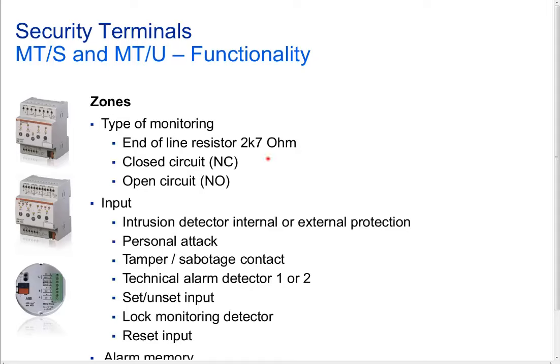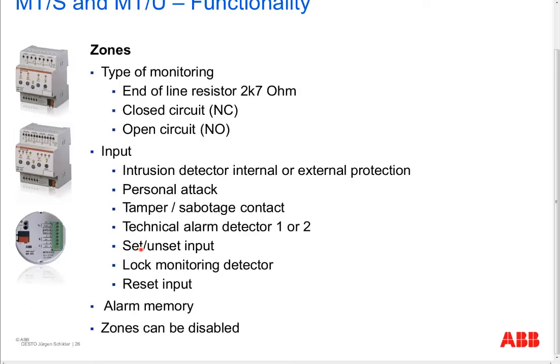End of line resistor, already discussed, 2.7 kilo ohm, just to monitor the cabling, but you can disable this as well. We can work with normally closed and normally open contacts, depending on the sensor. We have both types of contacts, and the different ways of alarming and setting we discussed already can be done in this component, plus also a reset. I did not mention this up to now. A reset is sometimes necessary to reset the security terminal in case of alarm or any malfunction, to bring it back into a defined state.